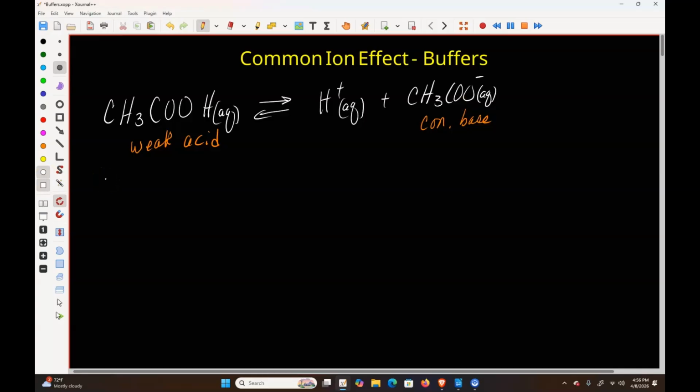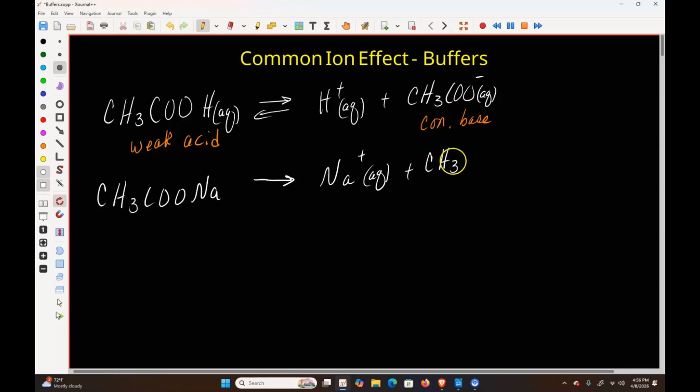Today we're going to explore what happens when I add a salt, which has a common ion in it. So the salt we're going to be using will be sodium acetate, and it's a strong electrolyte. So it's going to produce sodium ions and acetate ions. All right, the sodium ion has no effect on pH.